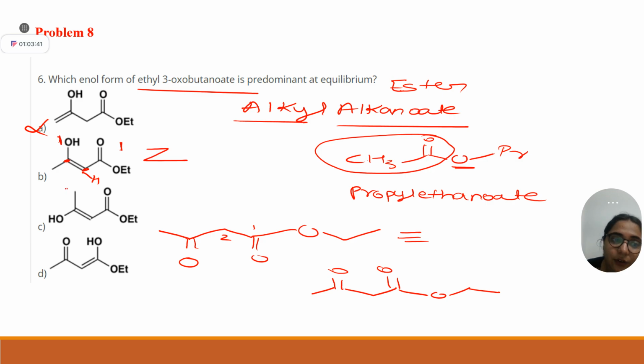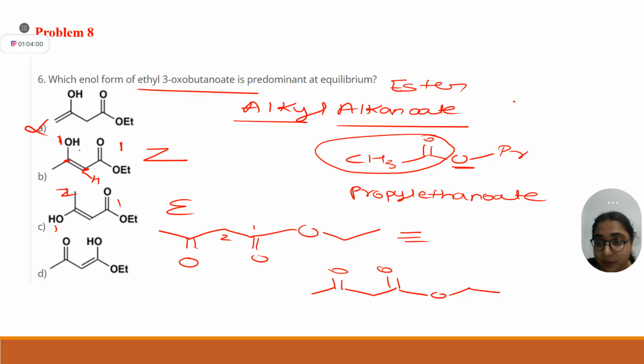When the same priority groups are on different sides, they are E. So obviously E alkenes are going to be more stable, or not? Not here. Why?